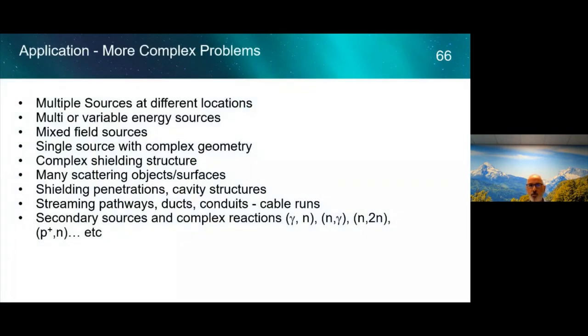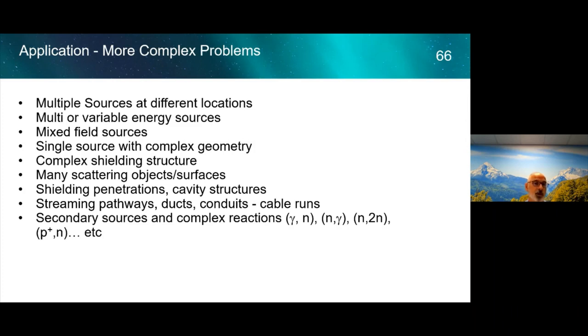I mentioned more complex problems. So what would we call a more complex problem? A more complex problem would be one where you've got multiple sources at different locations, or you've got a multiple or variable energy source, or a source with a spectrum. A lot of sources have spectrums. You've got a mixed field source, perhaps, or a single source with complex geometry or complex shielding structure.